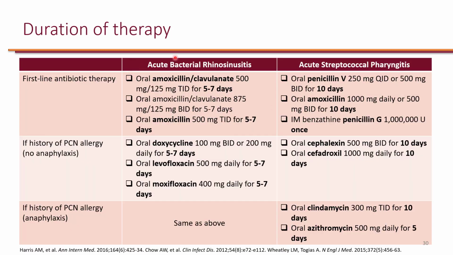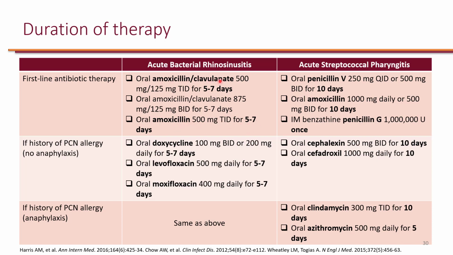So when it comes to acute bacterial rhinosinusitis, our first line recommendations are oral amoxicillin clavulanic acid, and this is typically used for 5 to 7 days. Alternatively, you can just use amoxicillin alone if the patient is not at risk of drug-resistant Moraxella catarrhalis and H. flu. That is also used for 5 to 7 days.